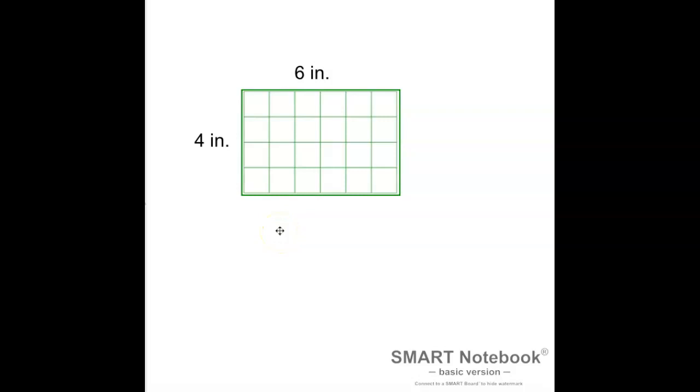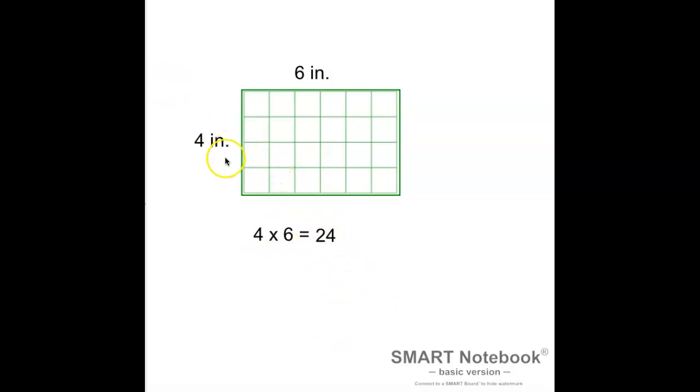So instead of counting all the squares, because remember that takes a lot of time, we are going to multiply 4 times 6, or 6 times 4. Remember, with multiplication, it does not matter what order you multiply the factors. So we're looking at 4 times 6. And we know 4 times 6 equals 24.